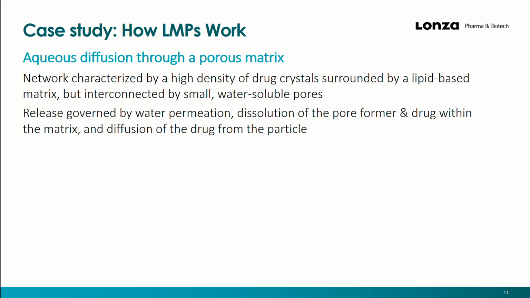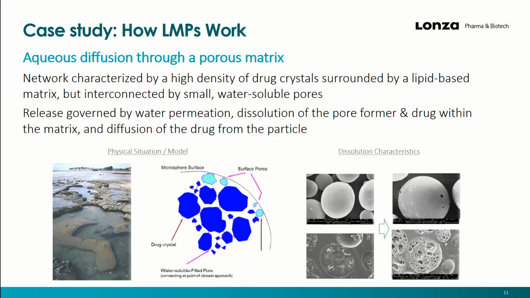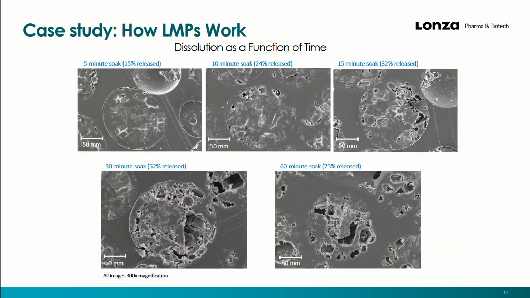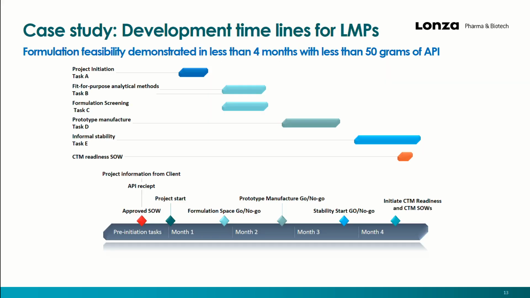So how does it work again? This is aqueous diffusion through the porous matrix. If you look at these particles, it looks a little bit like this, where you have the lipid and drug crystals inside, and then you have this hydrophilic excipient which forms pores, and this is how they look when you cut them. In the dissolution process, what you can see here, they are intact. And then they start to pick up moisture. They start to release the drug, and they get really dispersed in the gastrointestinal tract after 60 minutes. That's the way this can be done.